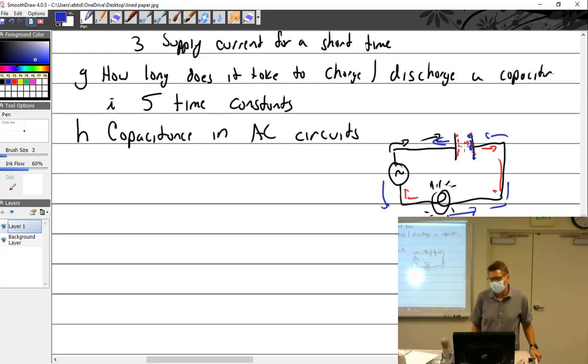Can it make a jump? You put enough voltage on anything, it'll jump it. That's a nice thing. Just how much?